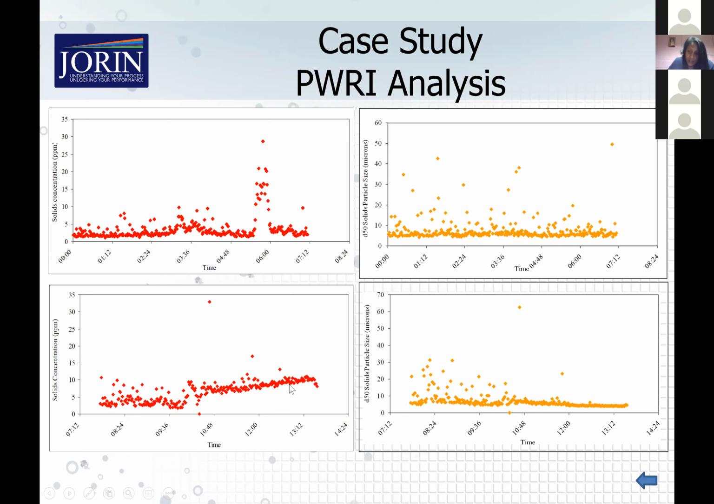So for this site, what we ended up recommending was putting in a divert valve. So before they do a backflush, they divert the produced water back to the second stage separator, and they're not injecting all this out of spec water for 2 or so hours every day.